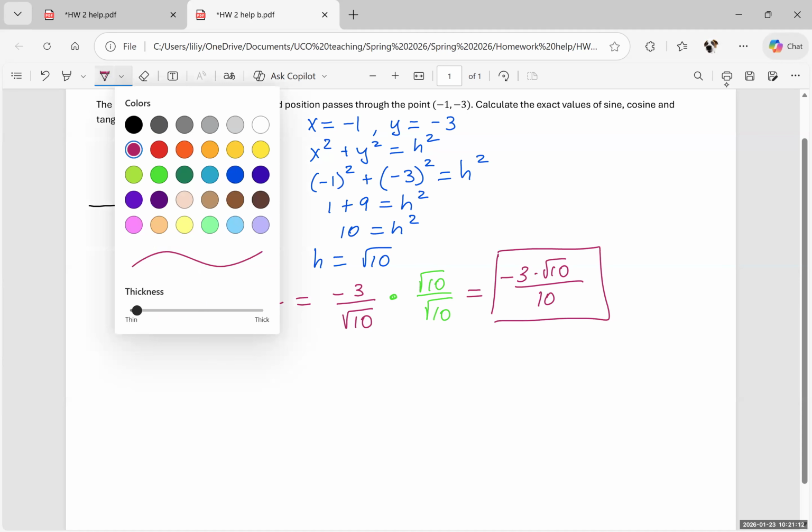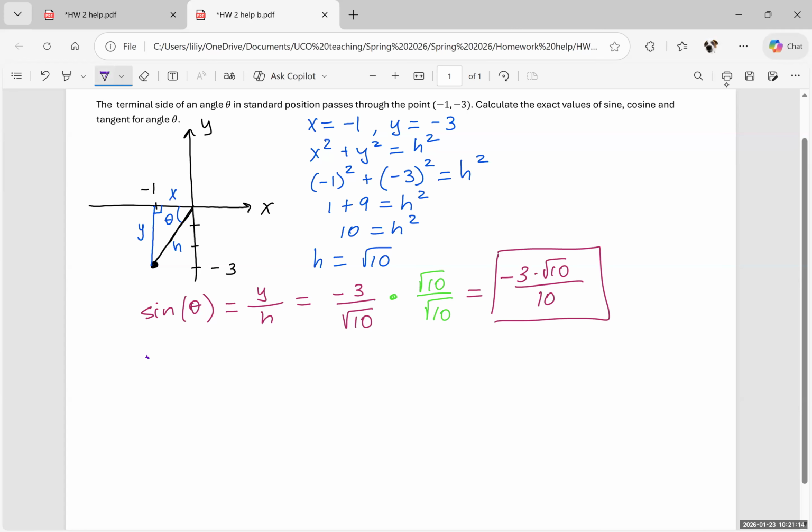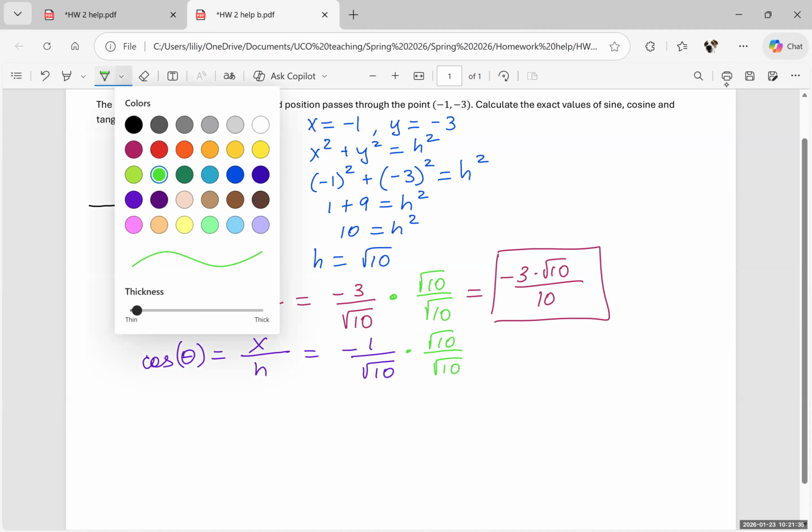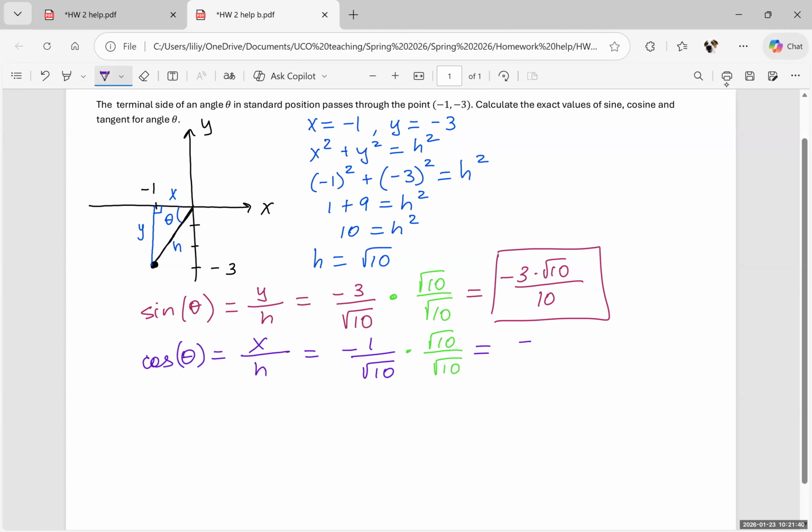Now let's go ahead and look at cosine. Cosine of theta would be the x-coordinate over the hypotenuse. The x-coordinate was -1. The hypotenuse is the square root of 10. And we have to do the same thing here. We have to rationalize the denominator. So multiply numerator and the denominator by the square root of 10, leaving you with negative square root of 10 on the top and 10 on the bottom. So this is your cosine theta value.